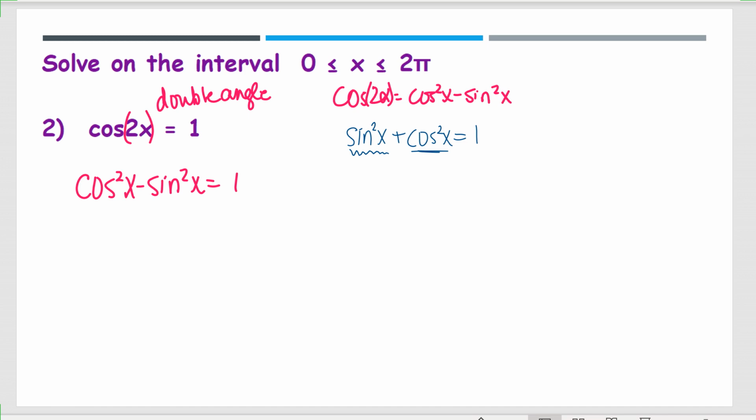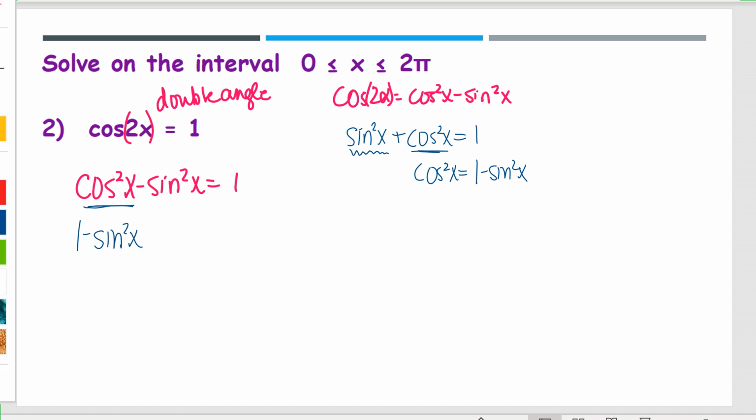Okay, it's not the only way to do it, it's just the way that I see to do it. I'm going to isolate cosine squared because that one's first and positive. So cosine squared of x would be equal to 1 minus sine squared of x. So I can replace that first term, cosine squared, with 1 minus sine squared, and then I still have minus sine squared of x equal to 1.